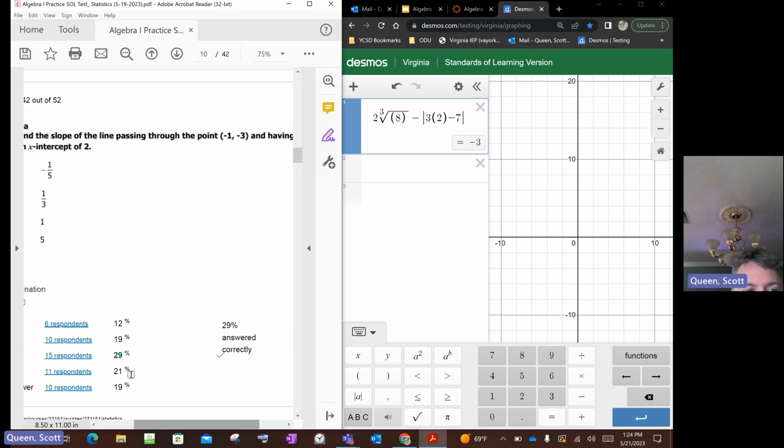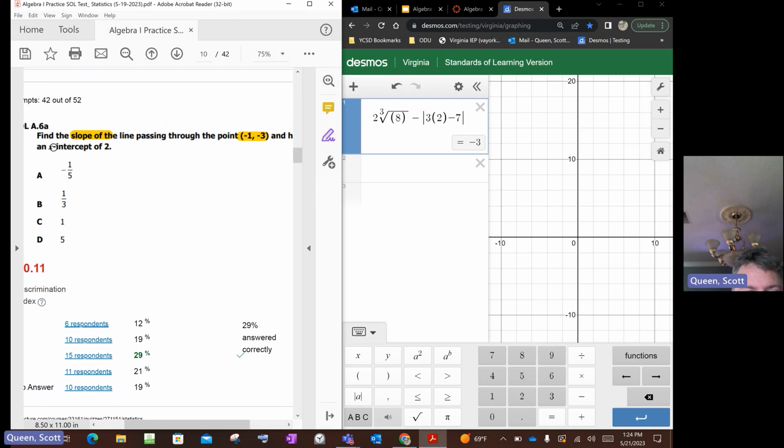Let's do this anyway. I'm reading. I see slope. I see passing through this point. I also see and having an x-intercept of 2. Well, it gave me 2 points, folks. So there's several ways I can go about this. First thing I'm going to do is start graphing my points. All right, my first point is -1 and 3. All right, there it is in red.